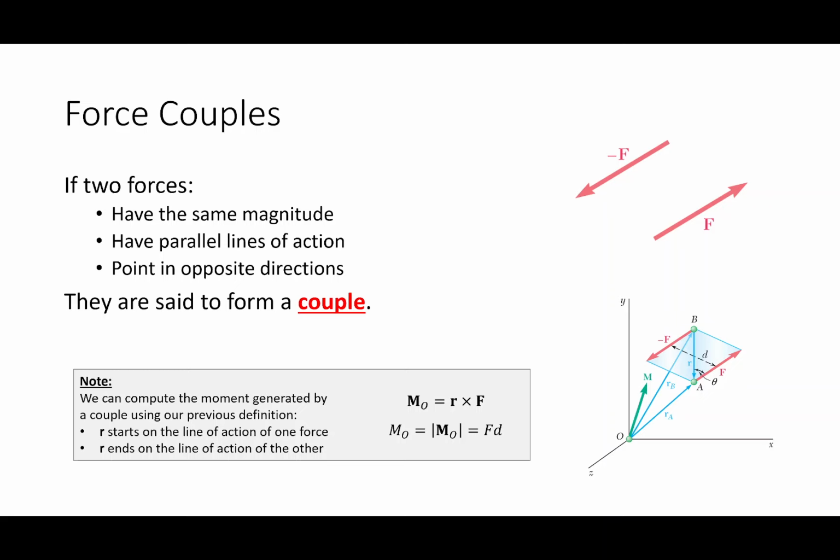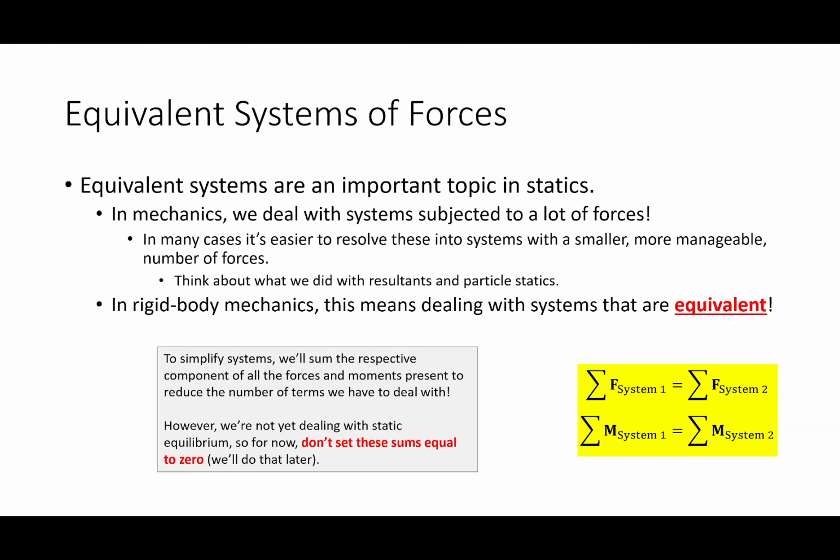Force couples: same magnitude, opposite direction, parallel lines of action. We can replace a pair of forces in this fashion with just a single moment vector, and that moment vector is just going to be the r cross F, r being from one line of action to another line of action. Equivalent systems: this is when we take system 1 and system 2, and really the easiest way of equating system 1 and system 2 is to sum up the forces in system 1 and say that resultant force vector is the single force vector in system 2, and the same thing with the moments.